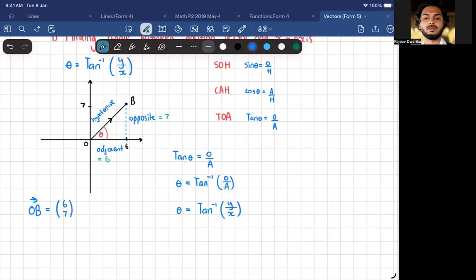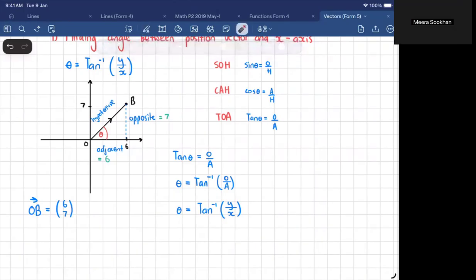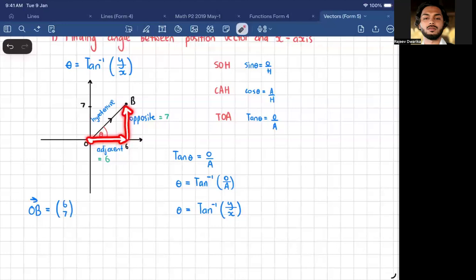A column vector is made up of an x value and a y value. Think about the direction. Right. Check this. You're starting from the origin, which is 0, 0. So from 0, 0, you're going to move 6 to the right, and then you're going to move 7 up. So the x component is 6, and then the y component is 7. Understand?